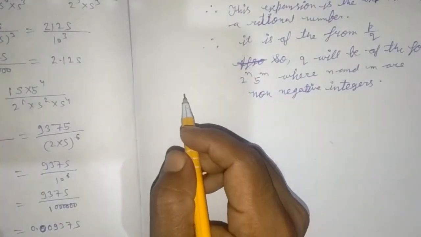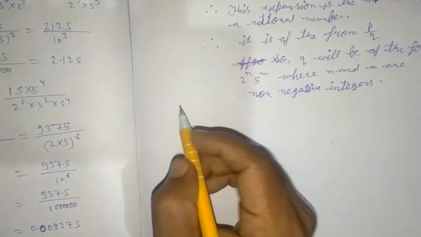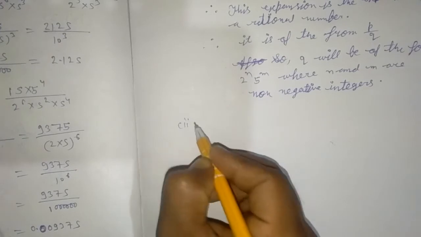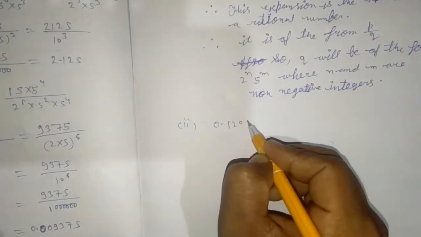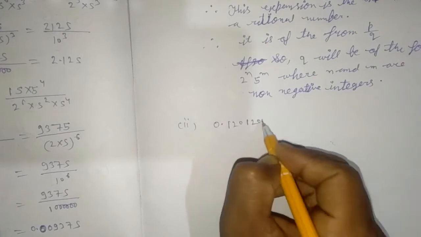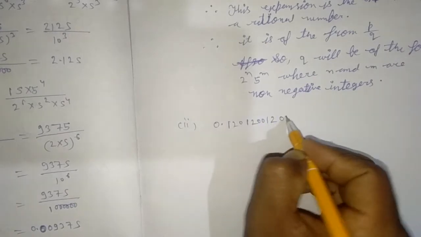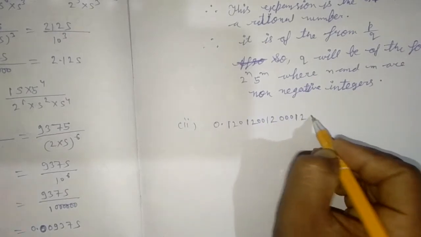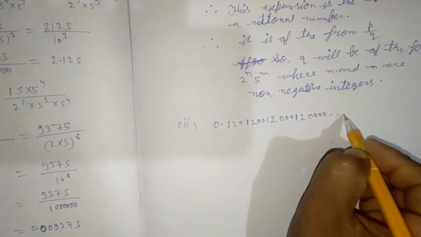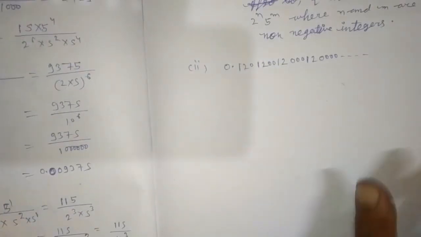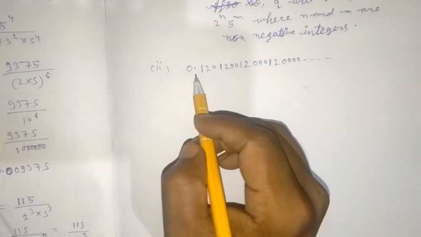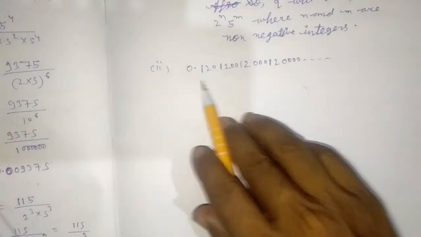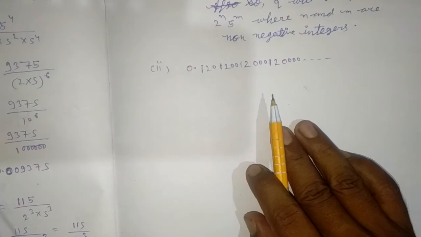Again we will solve question number 2. Our second question is 0.120120012000120000... So in this question we can observe that the decimal expansion is non-terminating, non-repeating.